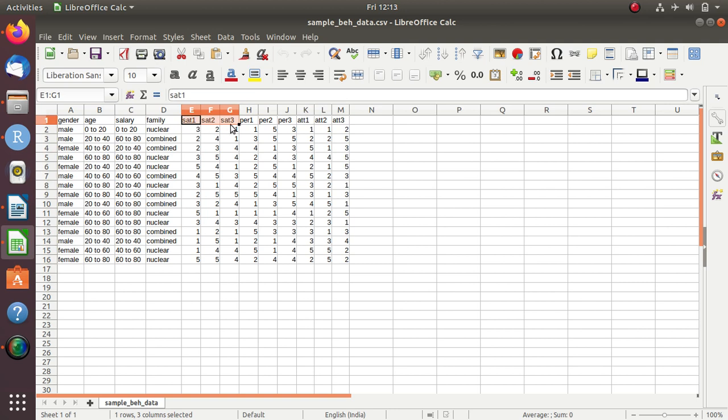There are three variables corresponding to a factor called satisfaction. There are three other variables which correspond to a factor called perception, and there are three variables which correspond to a factor called attitude. So we are trying to study satisfaction, perception and attitude with respect to some socioeconomic characteristics.